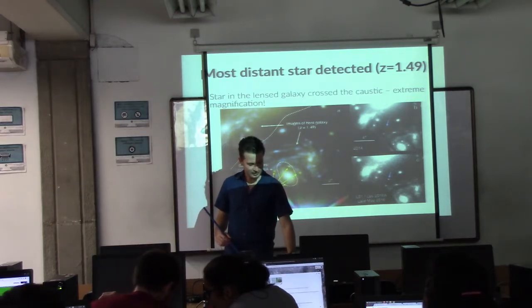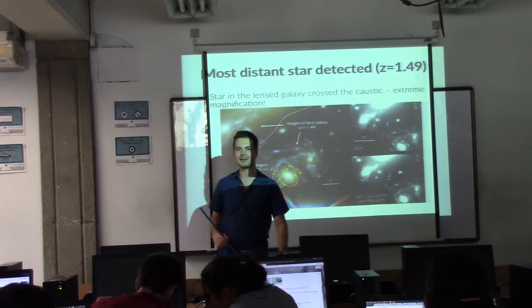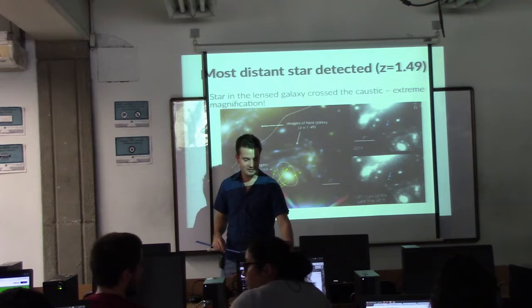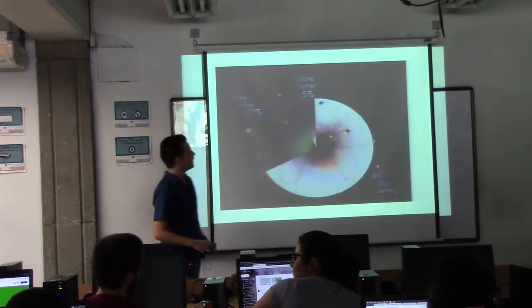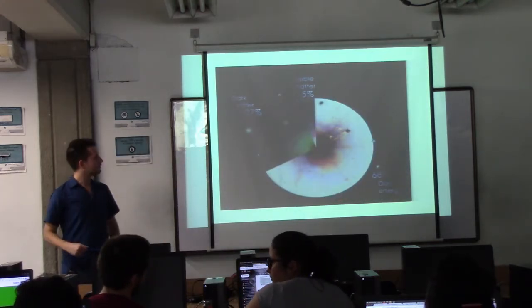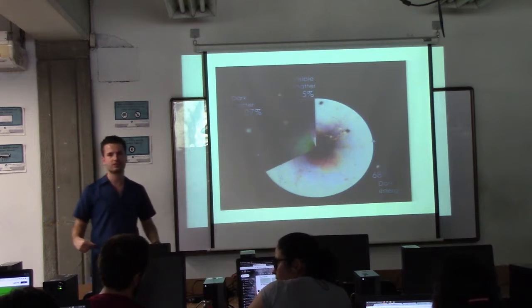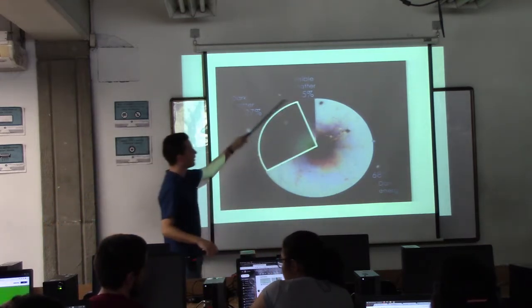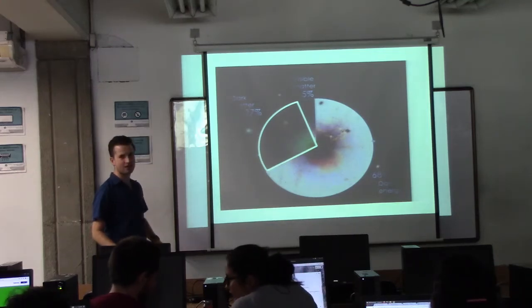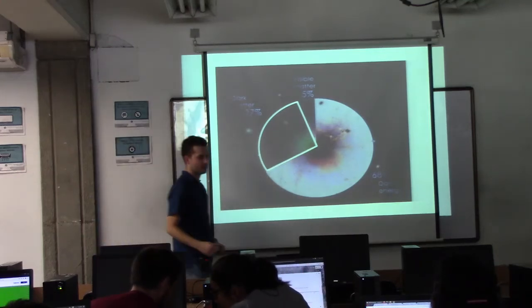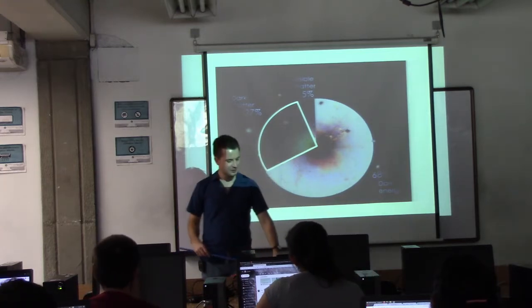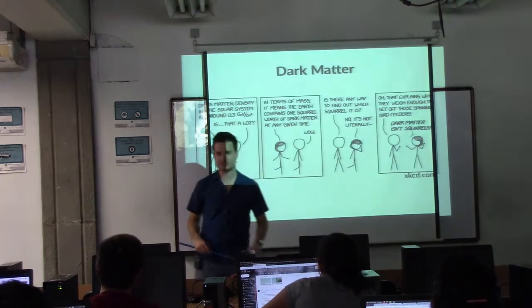That's it for the time delays and Hubble constant and challenges for modelers and most distant stars. Now we'll move to the second challenge for cosmology, which is the nature of dark matter. This part of this pie chart. And what is dark matter? Well, we know it is there, most likely, but we still don't know what it is.